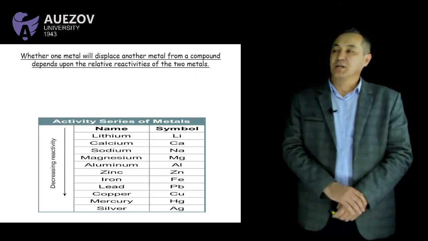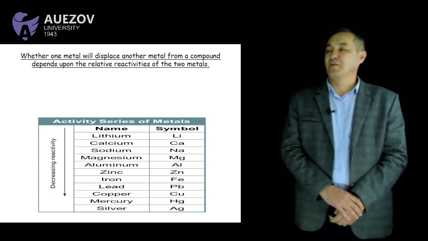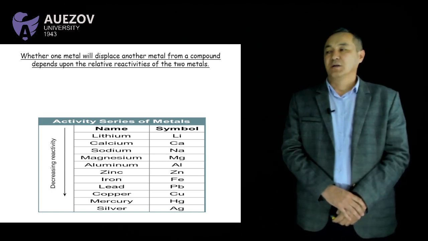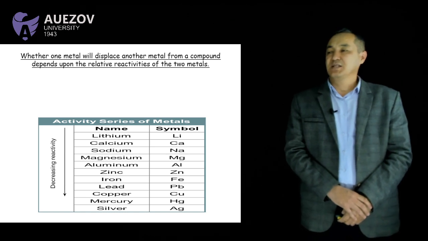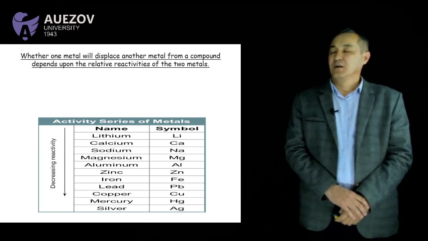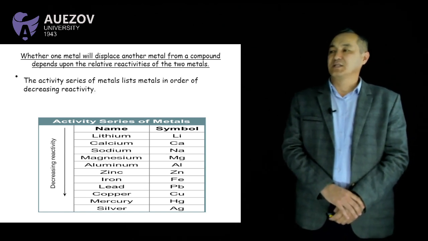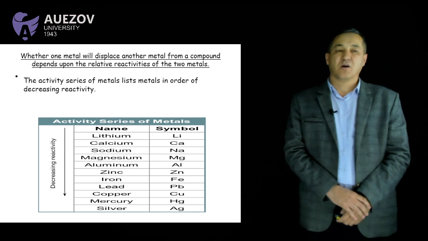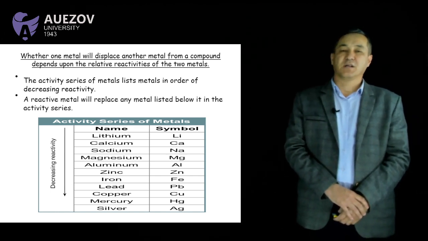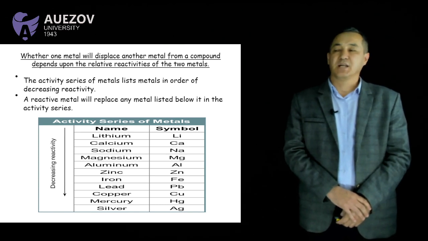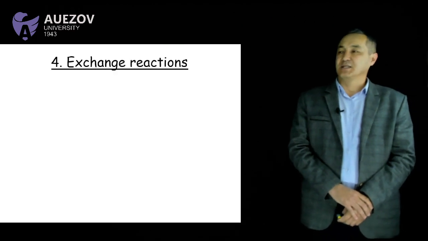On this slide we can see the law of Beketov, or the activity of chemical elements or metals. Here you can see the activity series of metals, which lists metals in order of reactivity. A reactive metal will replace any metal listed below it in the activity series.